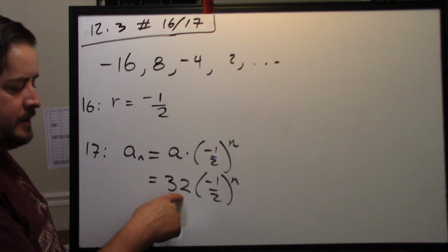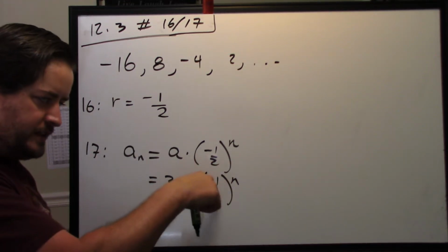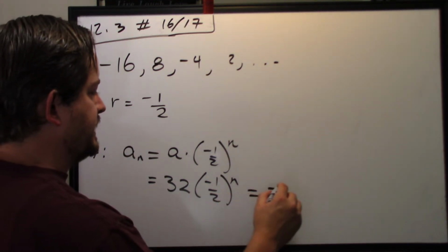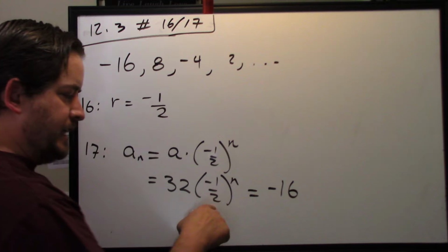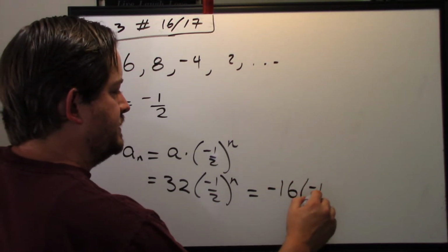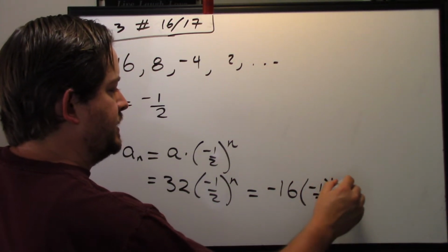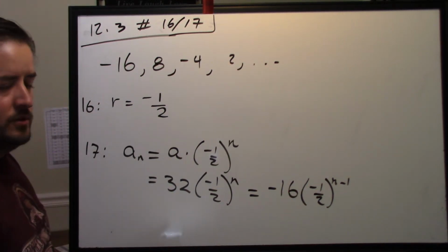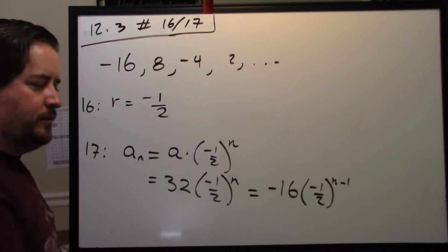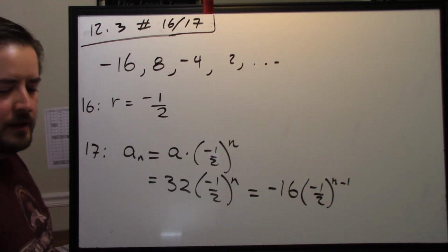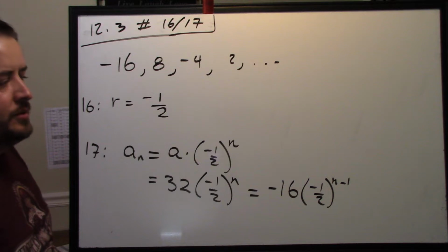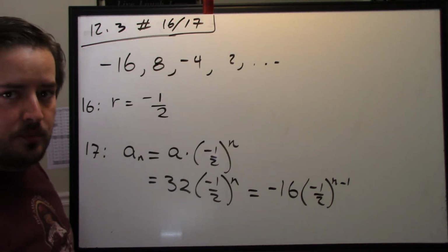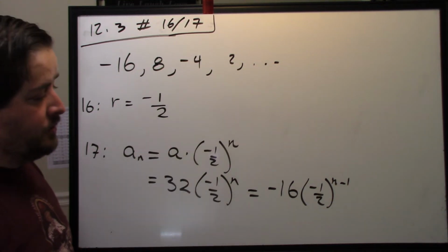So I can manipulate this by saying, well, what if I took one of these -1/2 and took it out and applied it to the 32? Then that's -16. And since I've applied one of these halves, I have one less of them, and so I can write it as -16 times -1/2 to the n minus 1, and I believe that is an option, and that it would be the correct option. So there is some manipulation. Sometimes you'll have to turn these into another form that you didn't end up with. So that's how you do that.